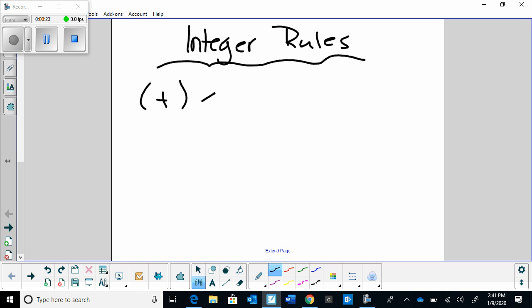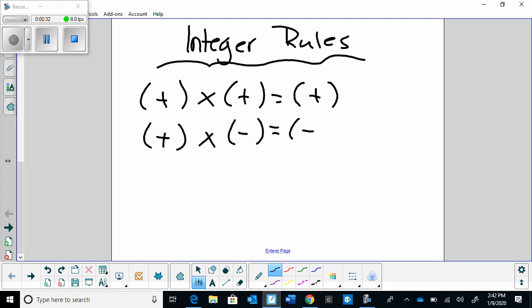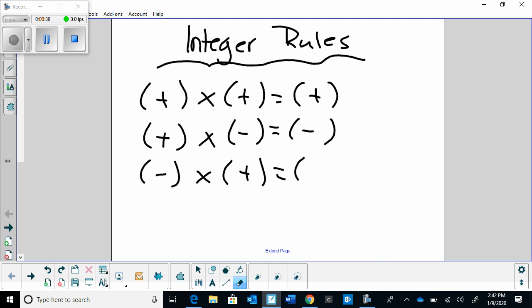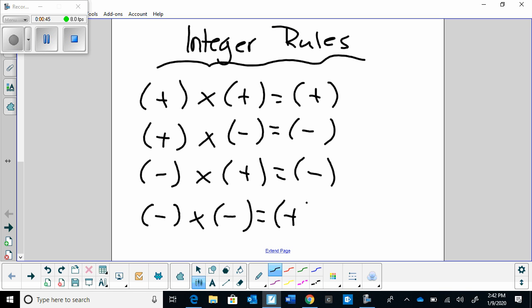So we talked about, well, a positive times a positive is going to be positive. We said a positive times a negative is going to be negative. A negative times a positive is going to be negative. And then finally, a negative times a negative is going to be positive.